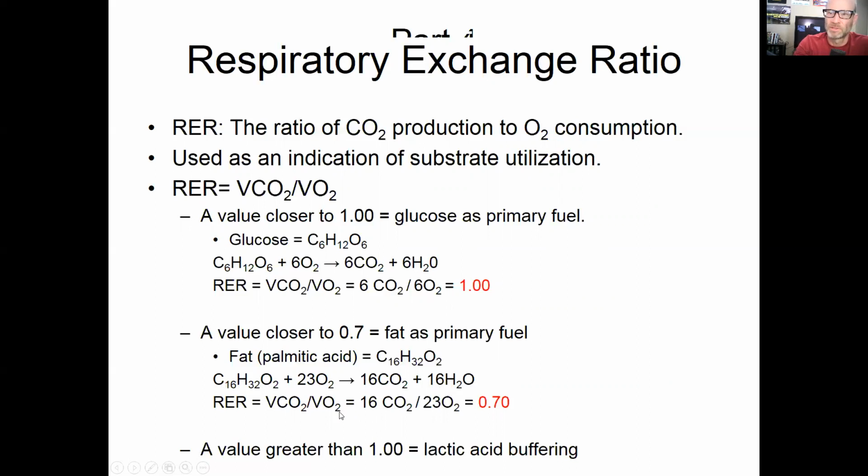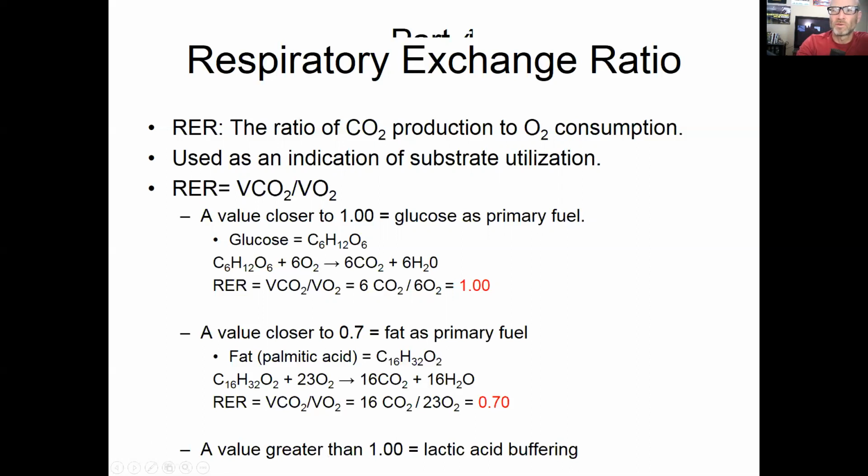And this is just through the aerobic pathway that 16 carbon dioxide units are exhaled, and some water as well. Water is absorbed in the system. So we look at our RER, the amount of carbon dioxide exhaled, 16, over the amount of oxygen consumed, 23 units, that's a 0.7. So a value closer to 0.7 is an indication that fat is the primary fuel. A value in between 0.7 and 1, you're getting a mixture of fuels being used.